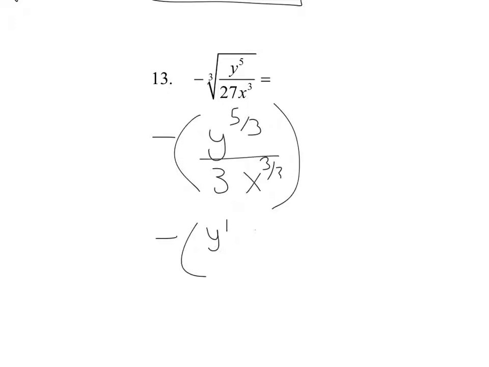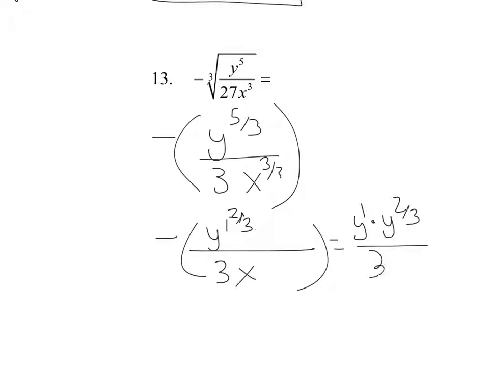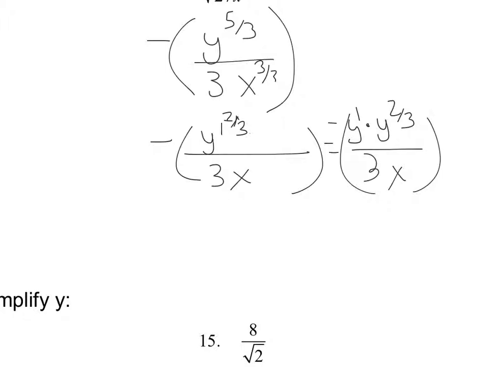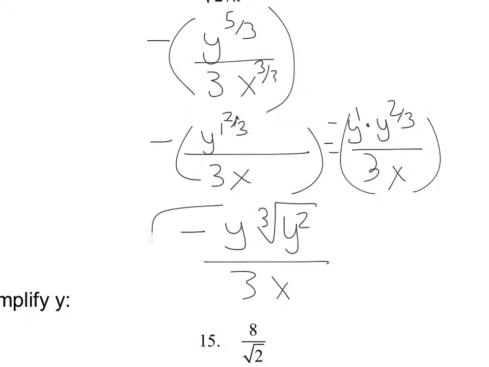So that'd be 1 and 2/3 over 3x, which would be y to the first times y to the 2/3 over 3x. Almost forgot my negative. So my final answer would be negative y cube root y squared over 3x. Okay? Got a few more to go.